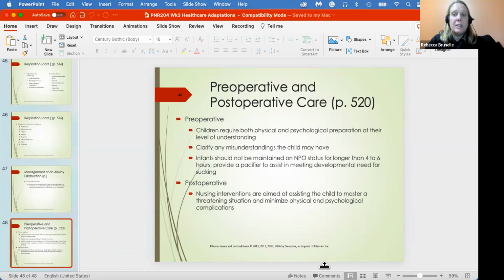And then the last thing that we're going to touch on before I have you guys think about some discussion questions is preoperative and postoperative care. So what about things like NPO time and stuff like that? How long do you normally have to be NPO before you have a surgery? It's like 8 hours or something.